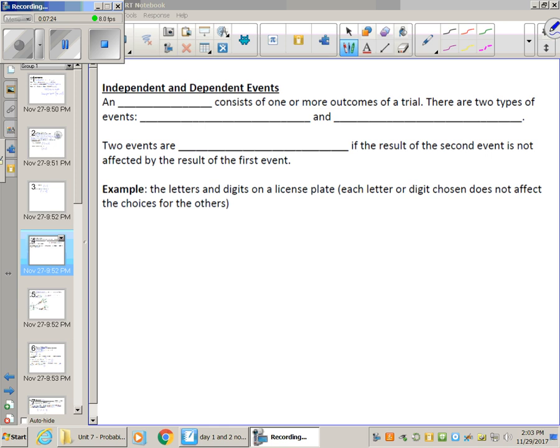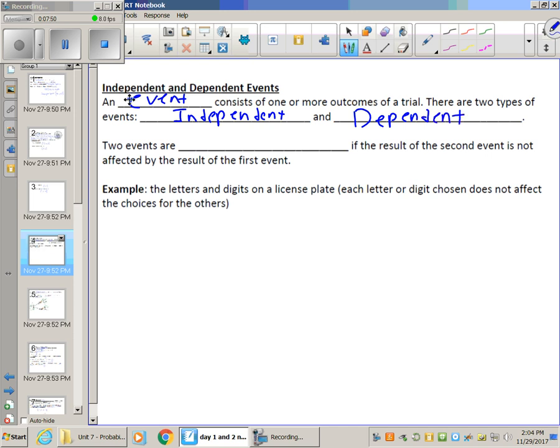All right, when we talk about, okay, a trial is doing something, all right? Now, a bunch of trials is called an event. An event consists of one or more outcomes of a trial. Okay? There are 2 types of events. You've probably seen these before. There are independent events and dependent events. All right, 2 events are independent if the result of the second event is not affected by the results of the first event.